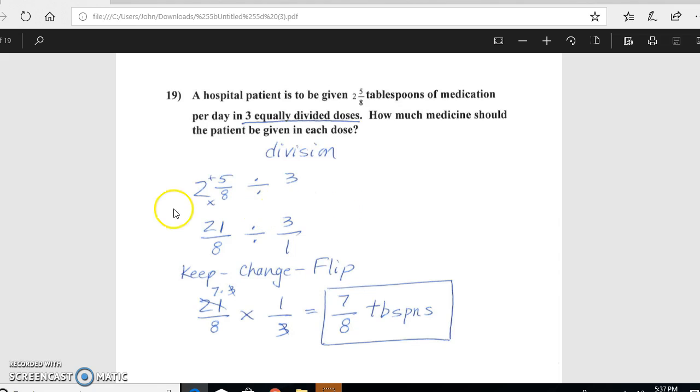I've done it here by hand, and whenever we are multiplying or dividing a mixed number, we first change it into an improper fraction. 8 times 2 plus 5 is 21 over the 8, and we're going to divide that by 3, and I can put the 3 over 1.